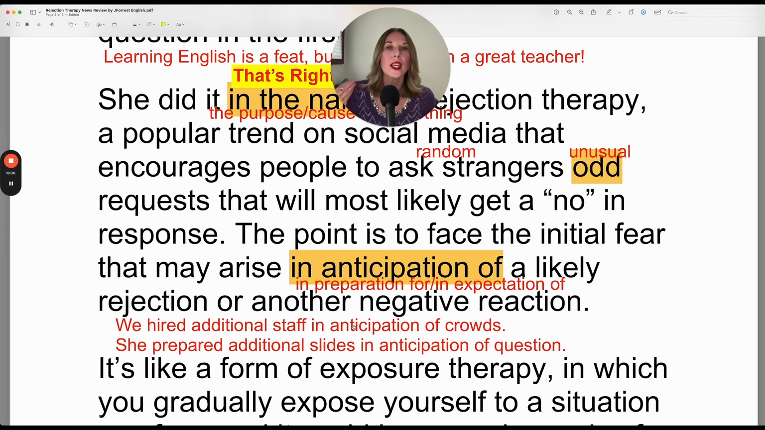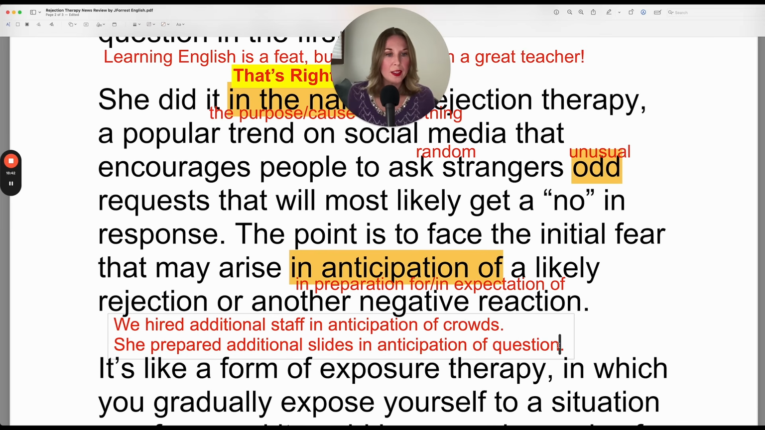That's absolutely a possibility. Or, she prepared additional slides in anticipation of, this needs to be the plural, so in anticipation of questions, because it's more than one question. If you had the singular, it's possible, but you would need an article, in anticipation of a question, but that's one question.